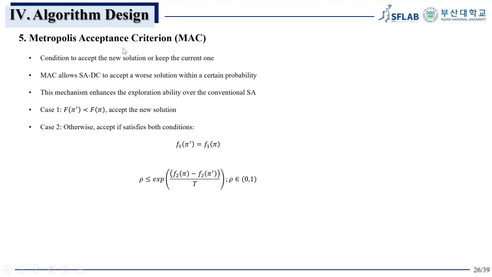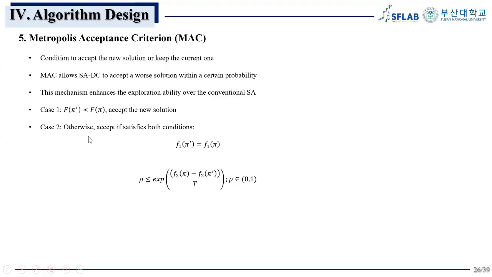The acceptance criterion we consider is the MAC. It is the probability to accept a new solution. This allows our SADC framework to accept even worse solutions within a certain probability. Let's consider the first case: if the new solution pi prime is strictly smaller than the current solution, then we accept the new solution without any doubt.